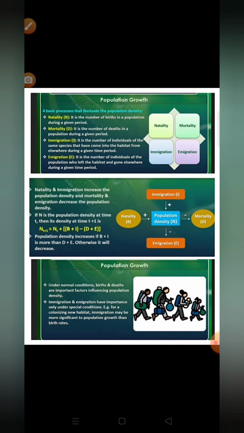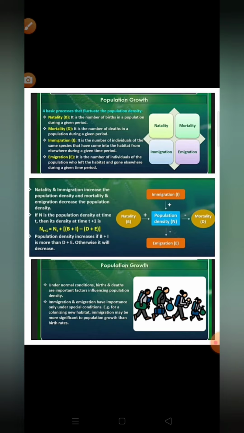Immigration, what is that? It is the number of individuals of the same species added to a habitat in a given time period, and it increases the population density. Understood? Coming inside from outside, that is immigration. And emigration, what is that? It is the number of individuals of the same species that move to a different habitat in a given time period, and therefore the population density is decreased here. Understood? Natality and immigration increase the population density, and mortality and emigration decrease the population density.